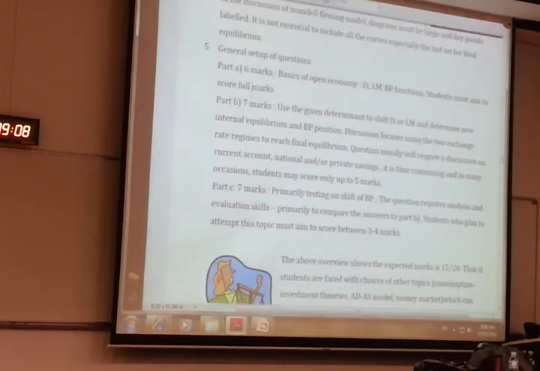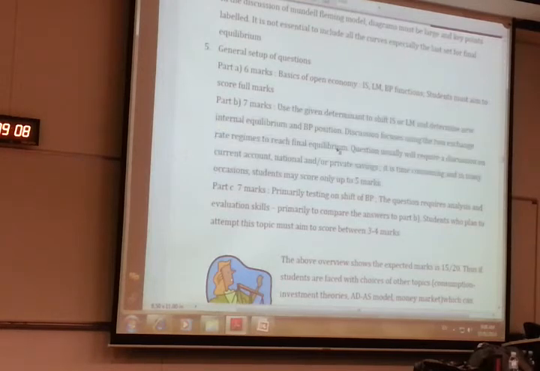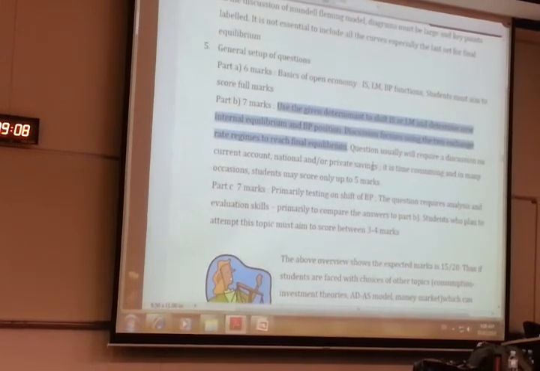So part B in the exam is usually on the standard analysis. Alright? Use your IS-LM-BP, shift IS or LM, find the new equilibrium, discuss fixed and flexible exchange rate. When you answer up to this point, usually you only earn a maximum of 5 marks. So part A you score 6, part B you score 5, it's only 11. And you may not believe it might be 45 minutes already. So it's not a good bet because it eats into your time.